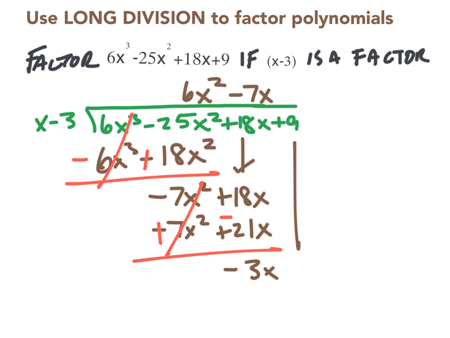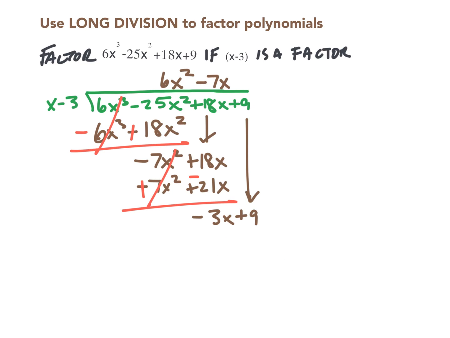3x plus 9. Alright, so just keep going through the same steps. So you multiply that by negative 3, we get negative 3x plus 9, change the signs and add, and everything goes to 0.